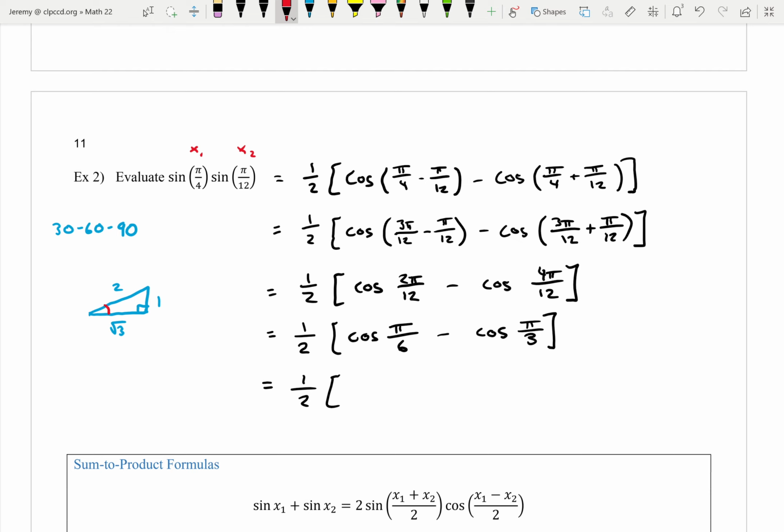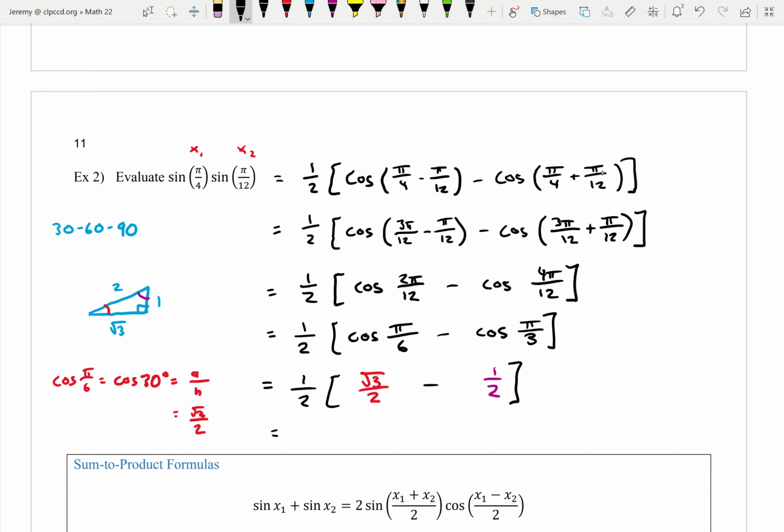Cosine is adjacent over hypotenuse, right? So cosine of pi over 6, that's just cosine of 30 degrees, which is adjacent over hypotenuse, which in this case is root 3 over 2. So I'll put in root 3 over 2 for that one. And I could actually use the same triangle to find cosine of pi over 3, because pi over 3 is just 60 degrees. So cosine of pi over 3 is going to be, again, adjacent over hypotenuse. It'll be 1/2. You also could have done that using the unit circle. I'm fine with whatever you like.